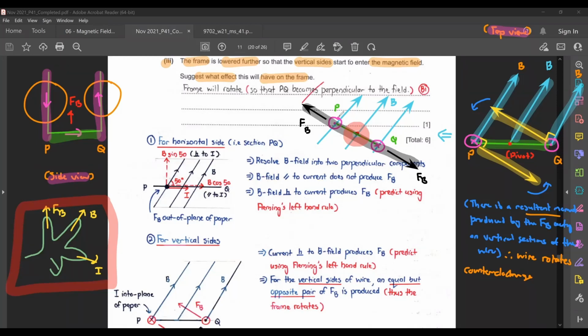So here, there is no moment produced, therefore no rotation anymore. So you now want to word your answer. You just say something like this: the frame will rotate so that PQ becomes perpendicular to the field. Okay, so this should be the last question for now. All right.